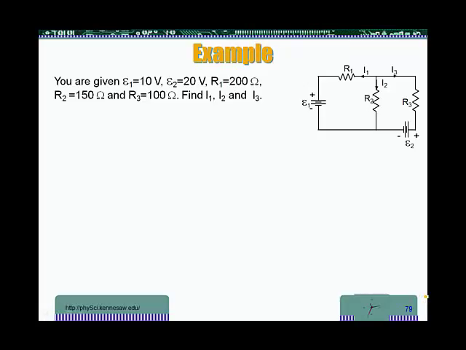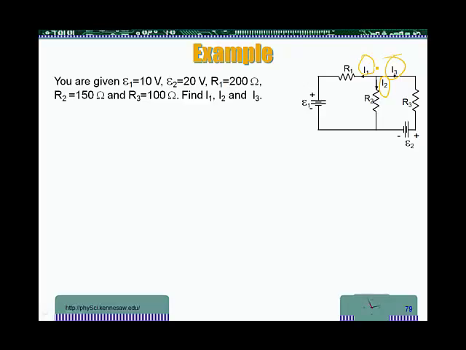Okay, let's work this other example. Okay, in this case, they gave us the directions of the currents. We don't have to choose them. So we have I1, I2, and I3. Now, we are given the values. So the next step is to identify the pluses and the minuses.